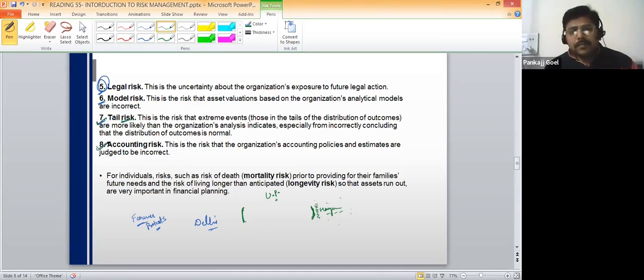Accounting risk, again the risk related to accounting. So accounting policies and estimates are incorrect. For example, we believe that this particular fixed asset can be used for 10 years, but this fixed asset became obsolete after only 5 years, and now what is the problem? We estimated that it will work for 10 years, but now it is 5 years, so it creates a problem. So that kind of risk is accounting risk. We are adopting some wrong policies, wrong practices related to accounting, so that is accounting risk.